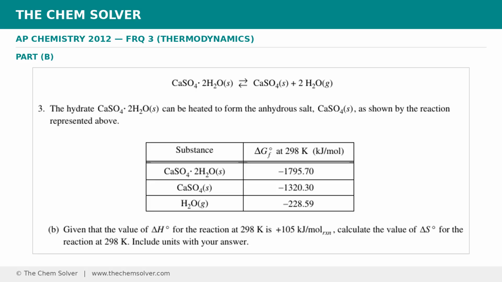B. Given that the value of ΔH° for the reaction at 298 Kelvin is +105 kilojoules per mole of reaction, calculate the value of ΔS° for the reaction at 298 Kelvin. Include units with your answer.